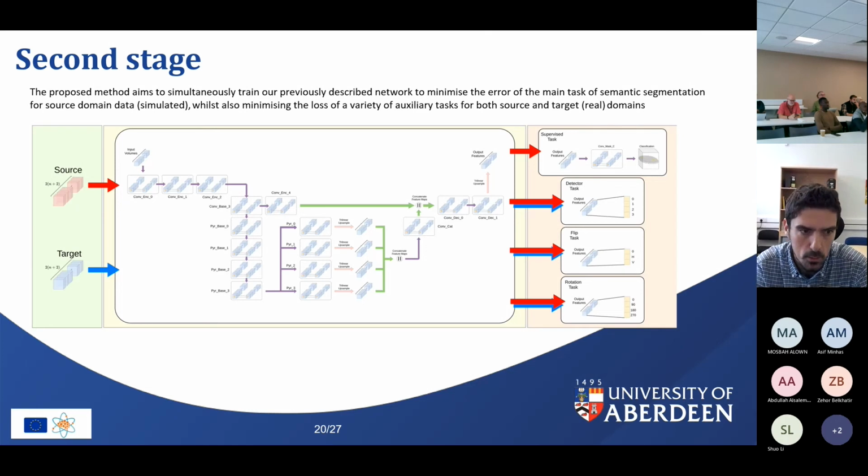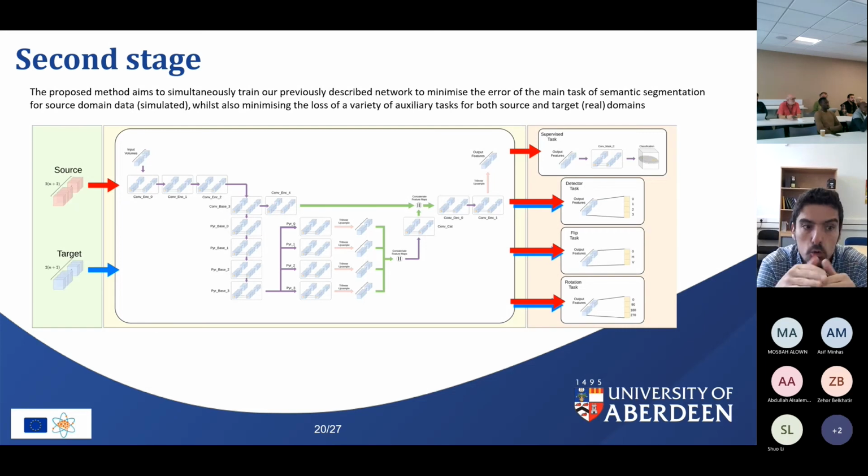But the new thing is that we have another input which corresponds to the real life data. If you go to the right-hand side of the model, at the very top we have the downstream task. The downstream task is the detection of precipitation, so that's the supervised task. But at the bottom, in the three other blocks that you see, you have the auxiliary tasks. This is the self-supervised learning component.